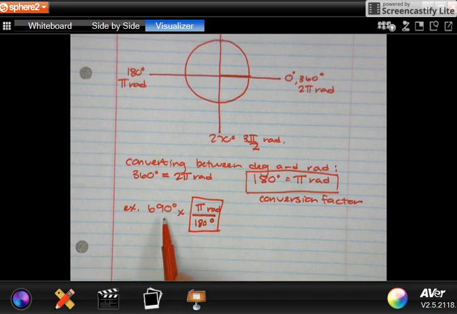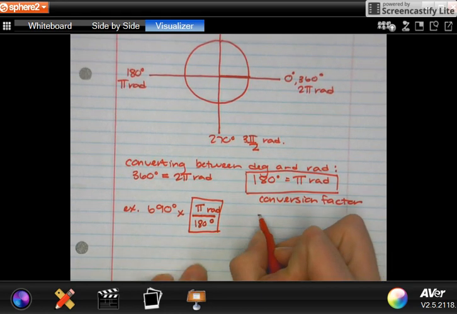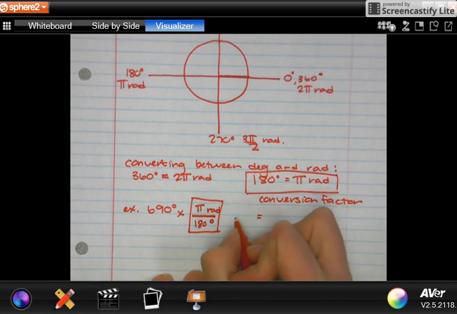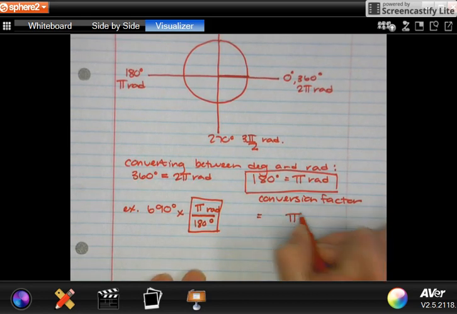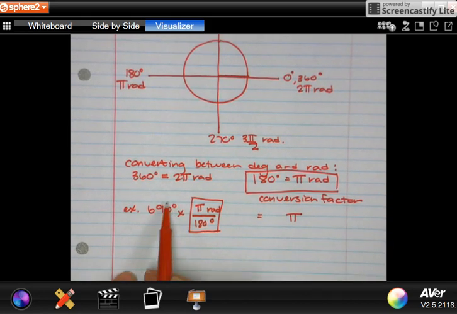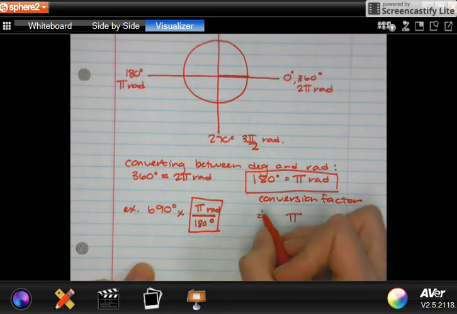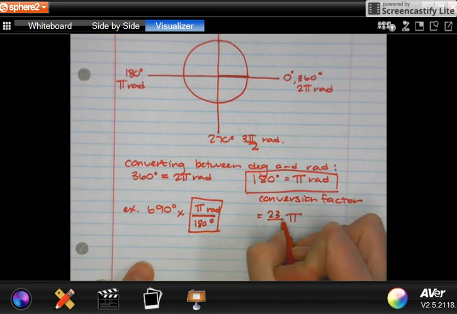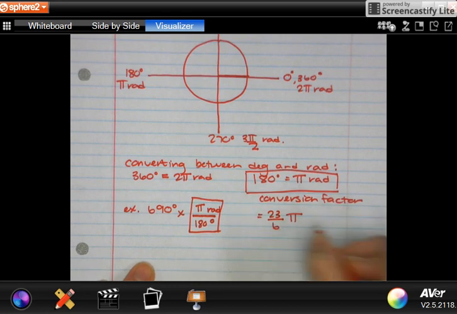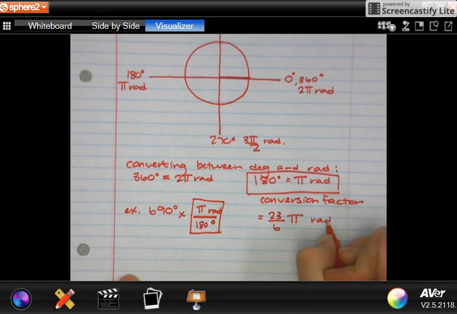Now, when you're doing this, we're going to convert into radian. And so usually pi is going to be in the answer. So all you're left to do is take 690 times 1 over 180, or 690 divided by 180, just taking that fraction and simplifying it. That comes out to 23 over 6 pi radian.